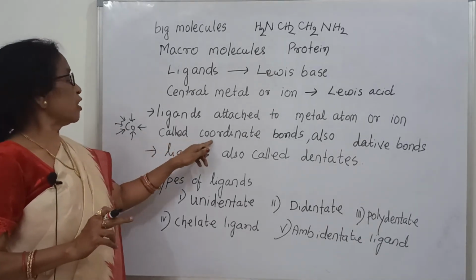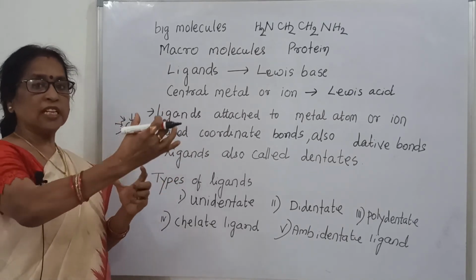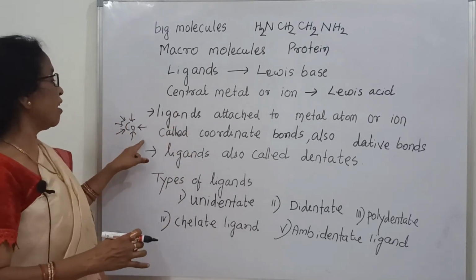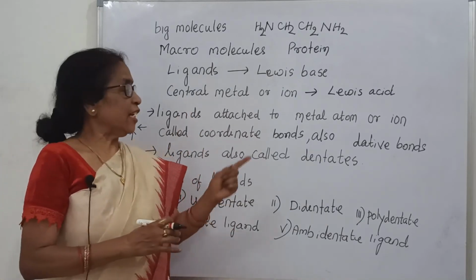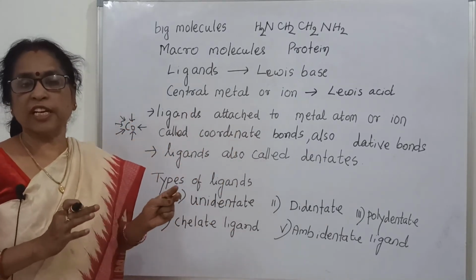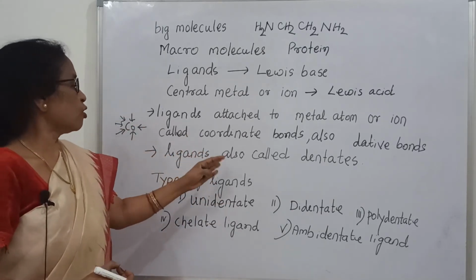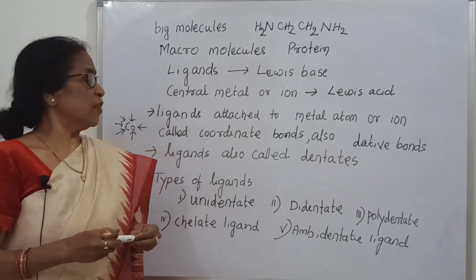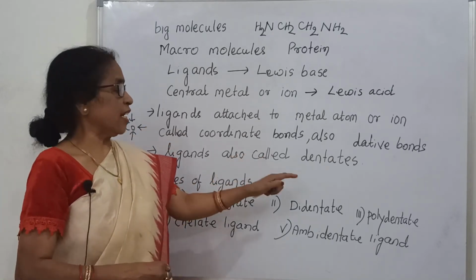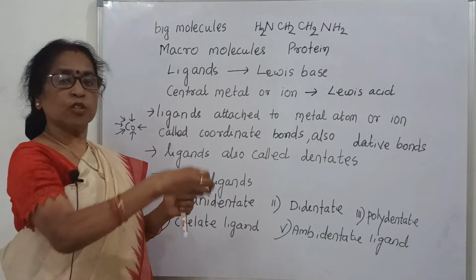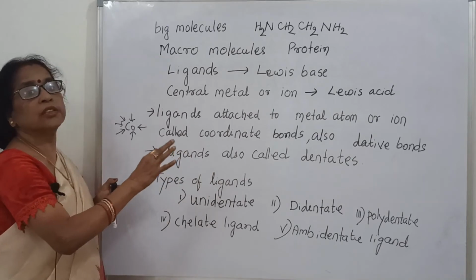That means this coordination bond indicates that electrons are donated from the ligands to the central metal ion, and that is called a coordinate bond, and that is also called a dative bond. Dative means donating nature. Ligands are also called donors, because they donate electrons towards the central metal ion.